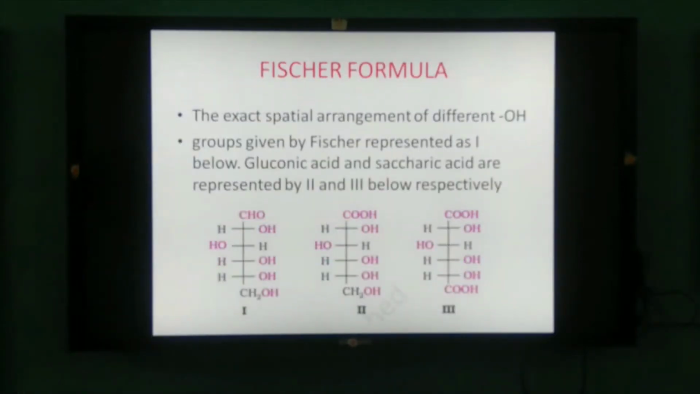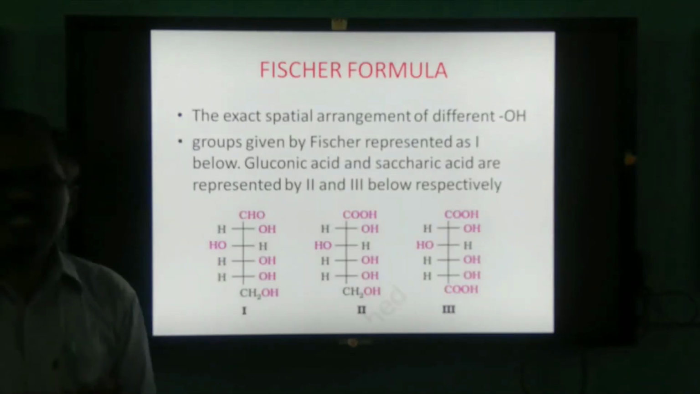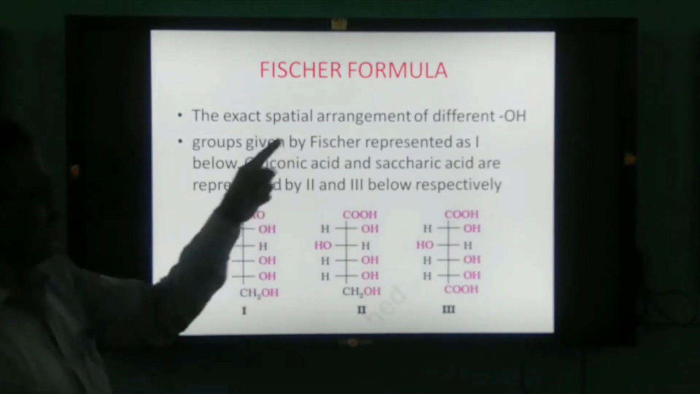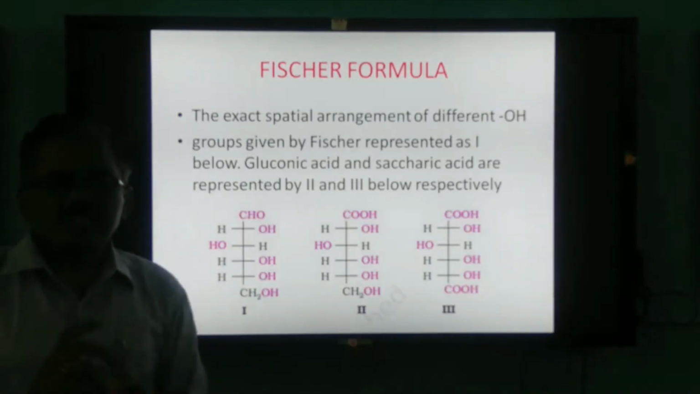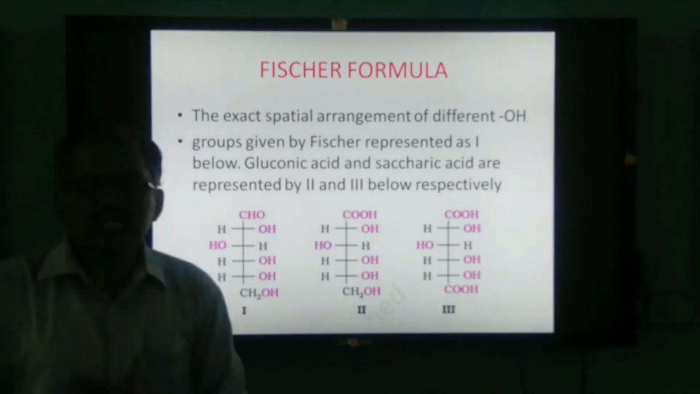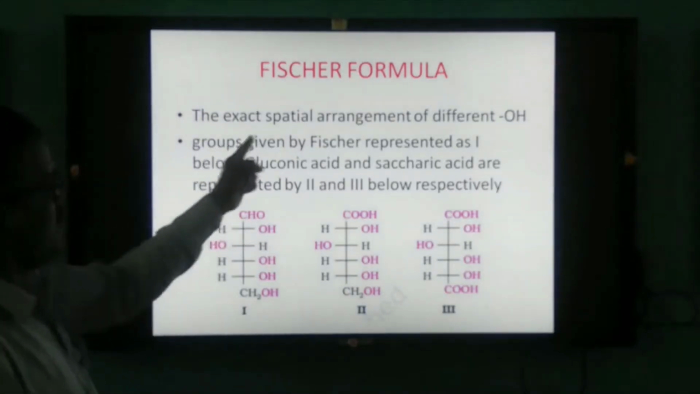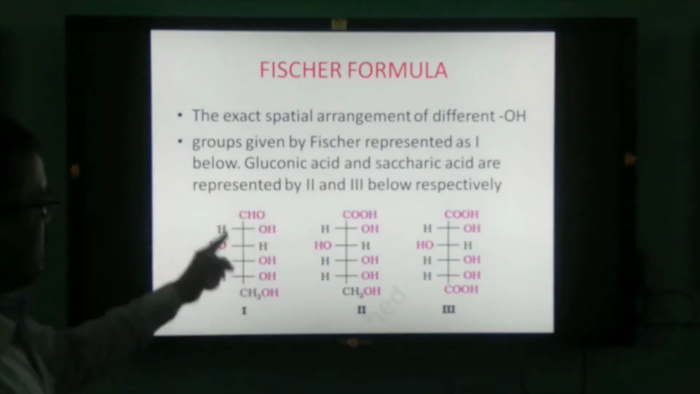Now, when you come to the structure, that is the Fischer formula. First, the straight chain structure is proposed by Fischer. So what is structure? Structure means the spatial arrangement of the various functional groups present: how the various OH groups are arranged, how the carbons are, and how the CHO group is. The exact spatial arrangement of the different OH groups given by Fischer is represented as the structure.